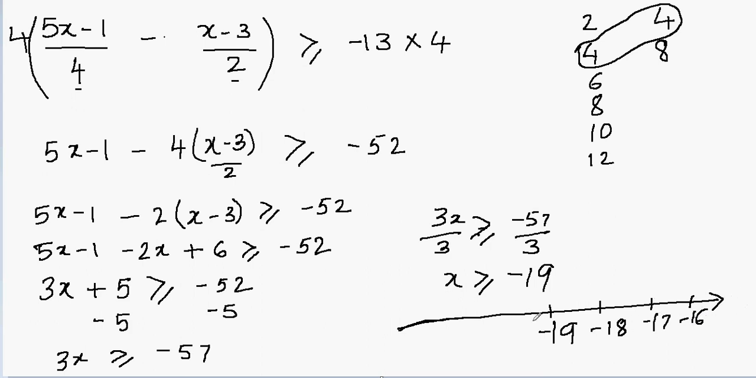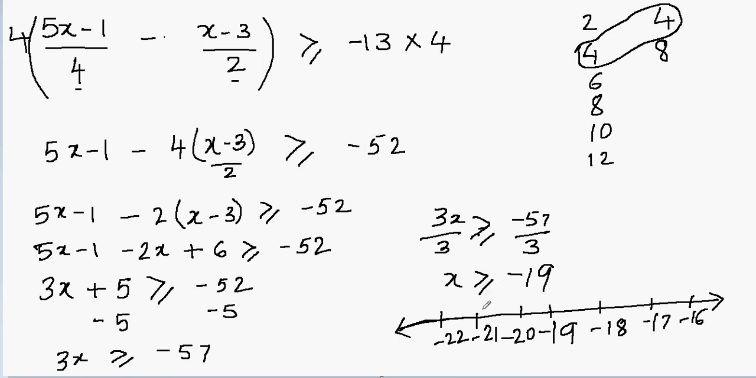The numbers to the left are always smaller than this number. So I will just write negative 20, negative 21, negative 22, and so on, and just put the arrow. Now, my solution is x is greater than or equal to negative 19.